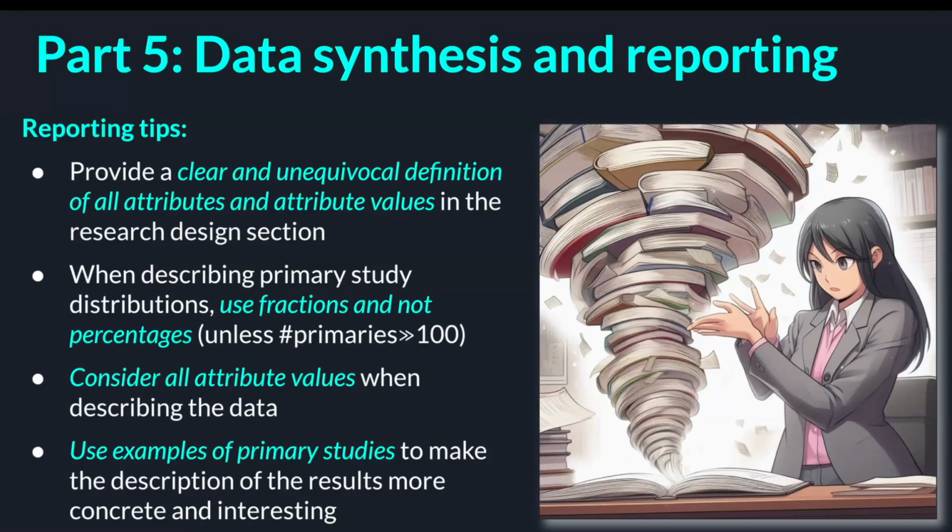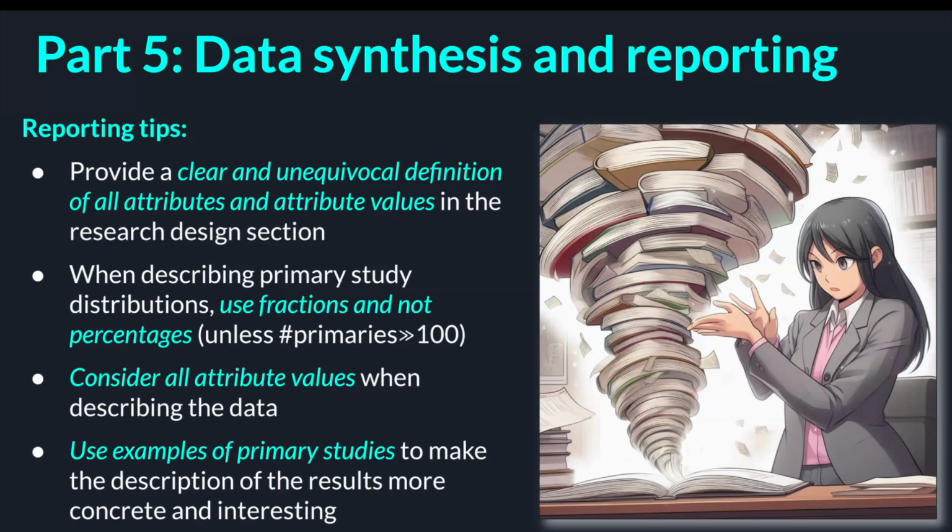Other tips: provide a quick and univocal definition of all attributes when you start. So it's like, hey, when I say deep learning, I'm saying this. Use fractions and not percentages. This is usually something we do. So 10 out of 50 studies do this.